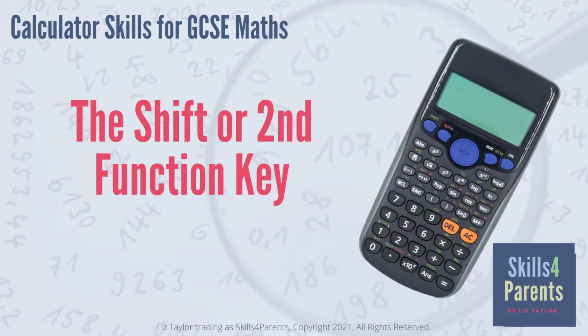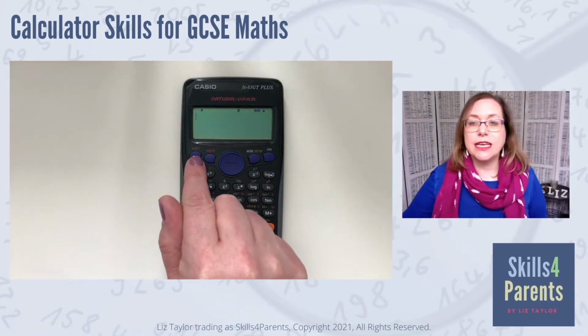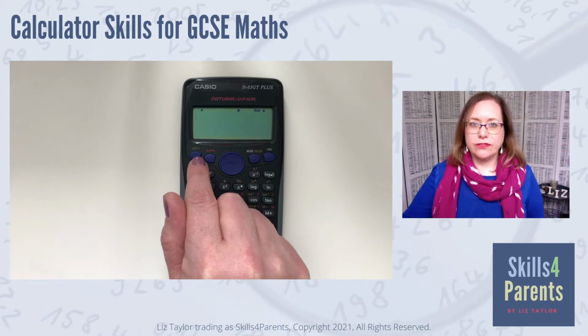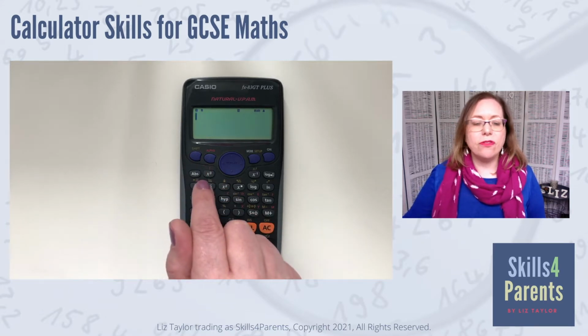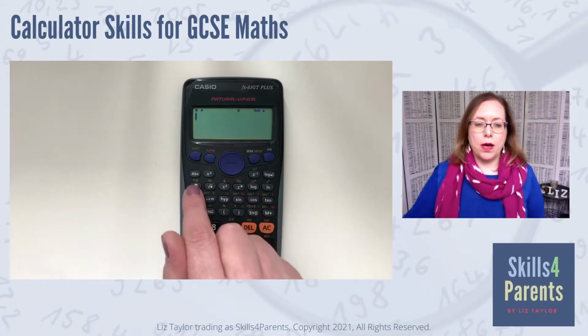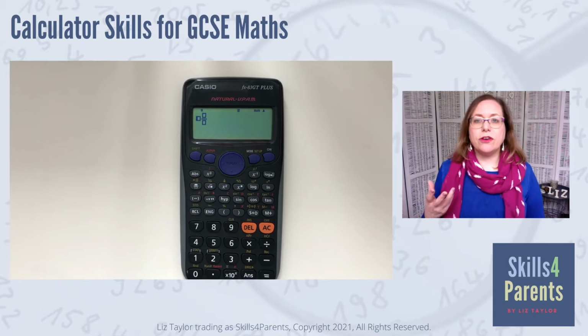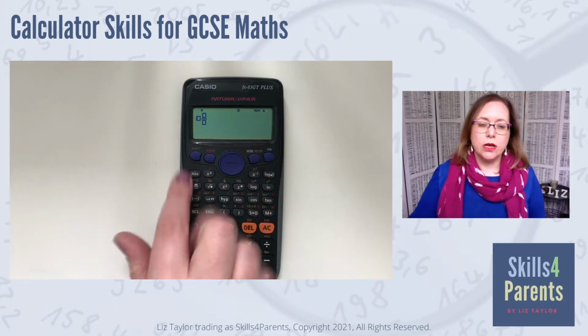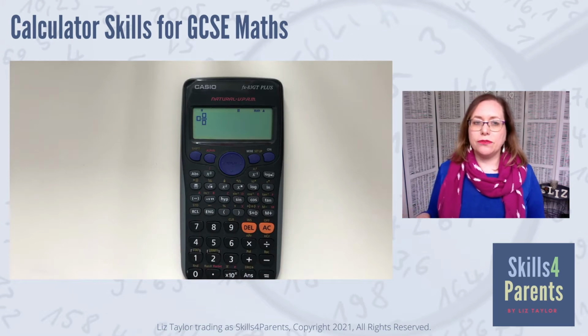So what we need to look at first is the shift or second function key. If you look at the top here, you'll see this shift key, and that shift key enables you to put in any of the things that are in yellow above. Some calculators call it the second function key. This one says shift, but that is what gives you any of the things that are written in yellow above.